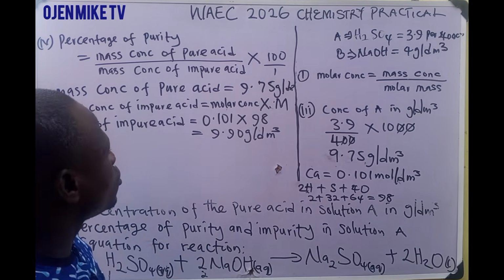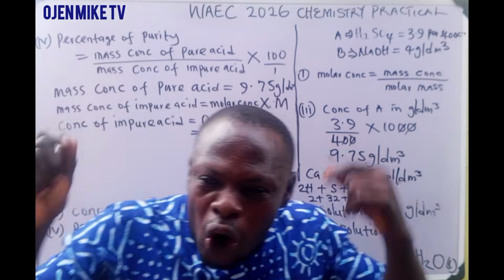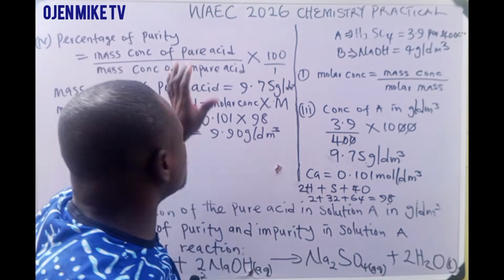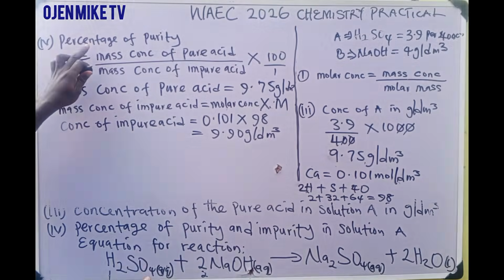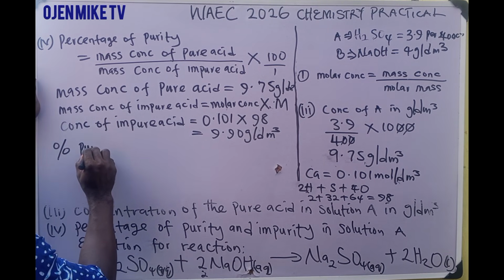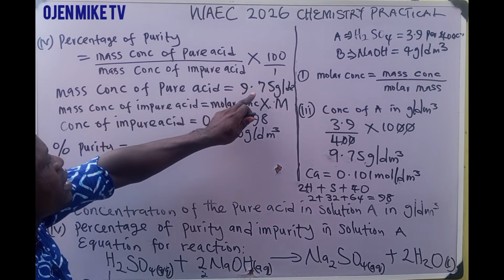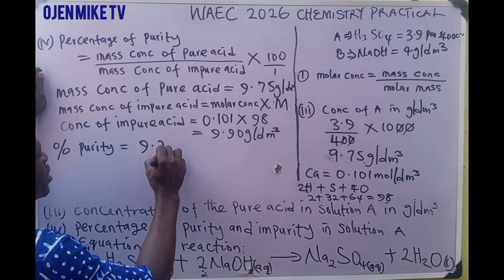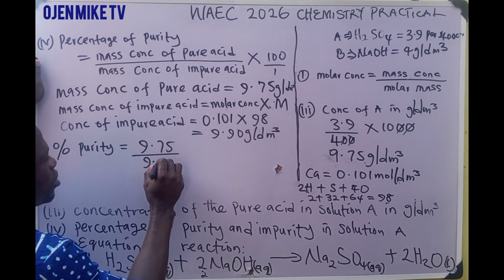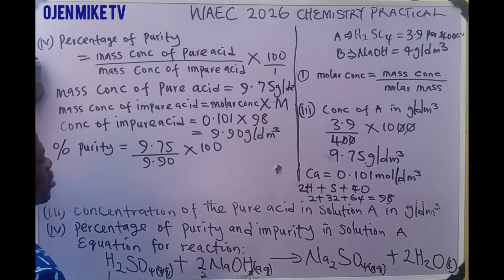This is the concentration of the impure, and this is the concentration of pure. Do you understand? Now, what do we do? Now substitute it into our formula. Percentage of purity will be equals to what? What is the mass concentration of pure acid? 9.75 divided by 9.90 multiplied by 100.